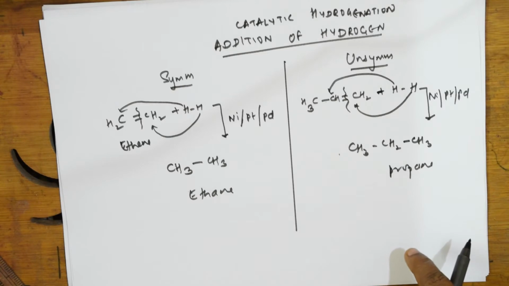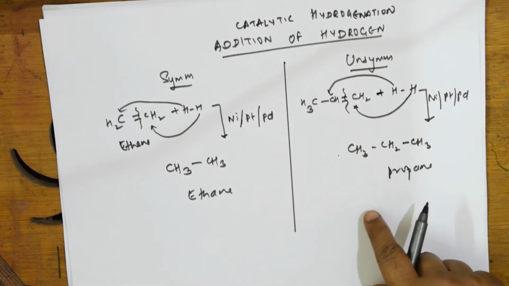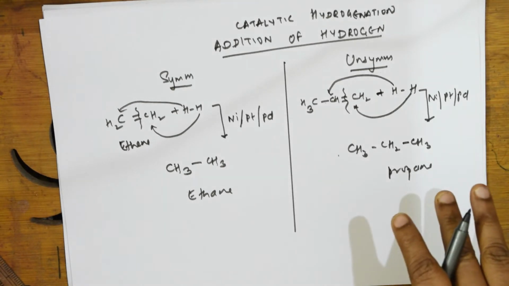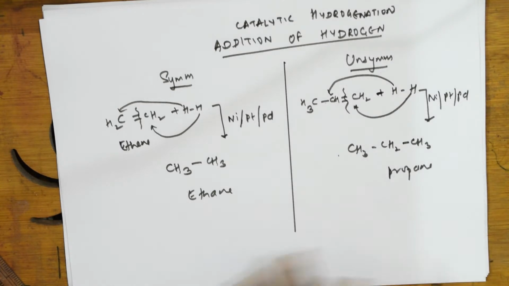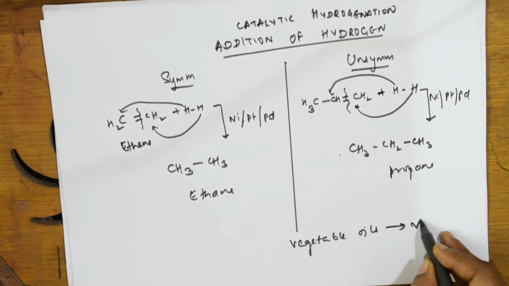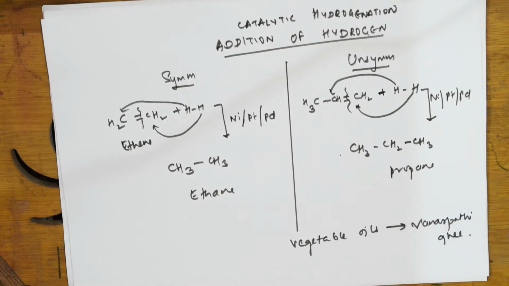In grade 10 we also studied this, isn't it? The hydrogenation reaction is used for the manufacture of vanaspati ghee, converting unsaturated vegetable oil to saturated one, meaning we prepare it from vegetable oils. So this process, basically hydrogenation, converts vegetable oils into vanaspati ghee. This is the procedure. Okay, done. So simple hydrogenation we did.